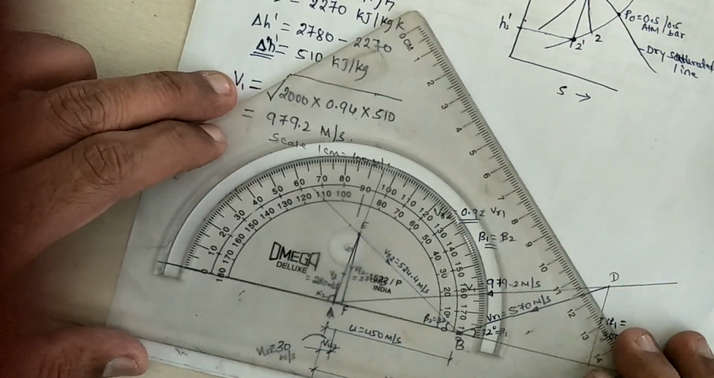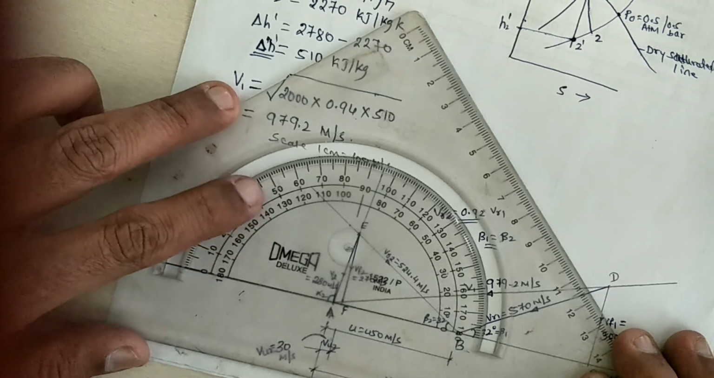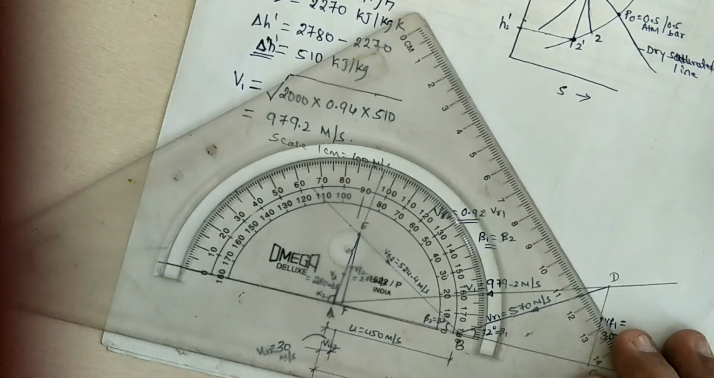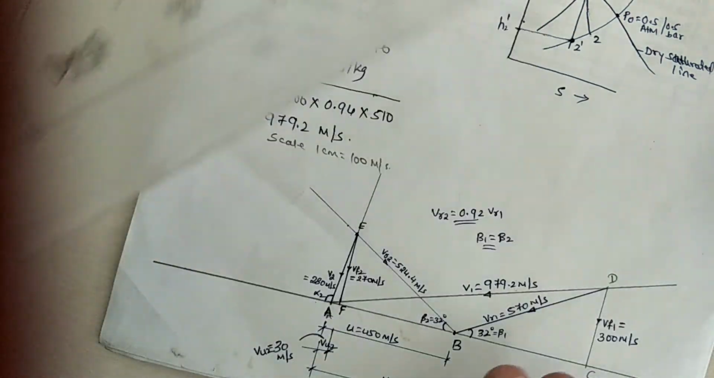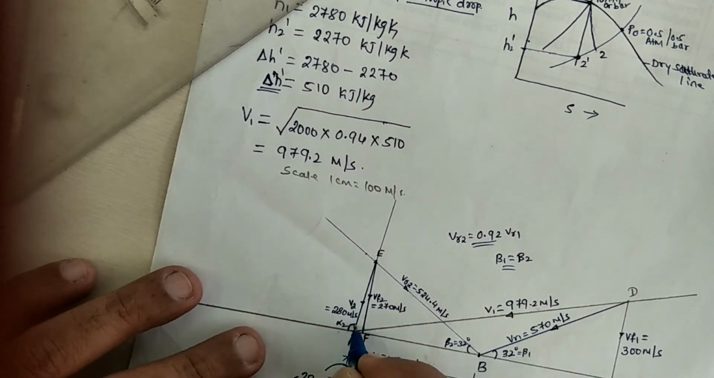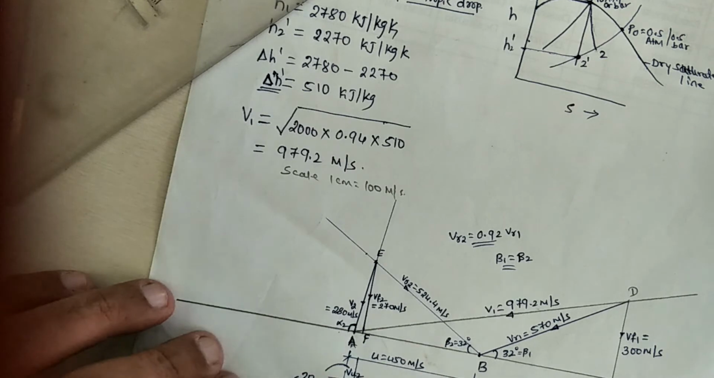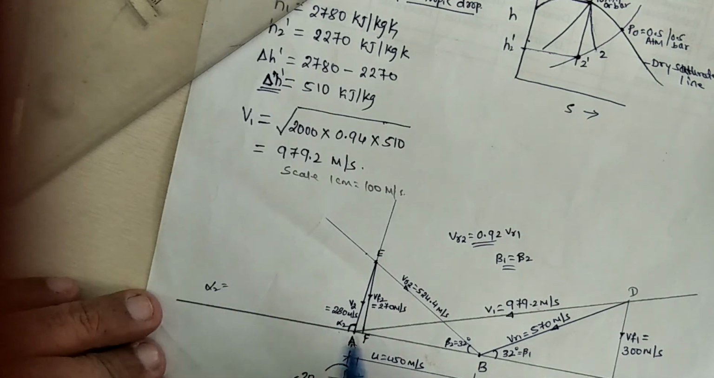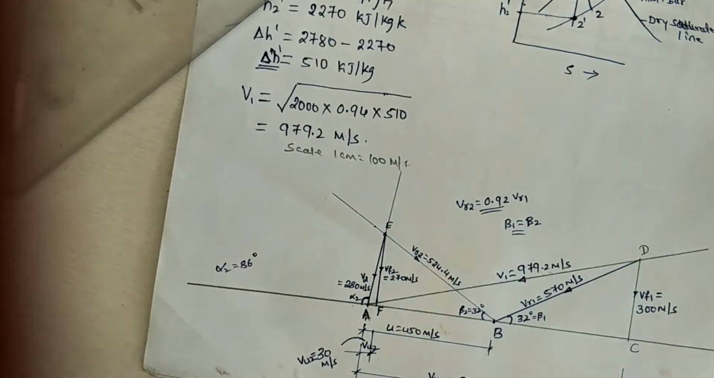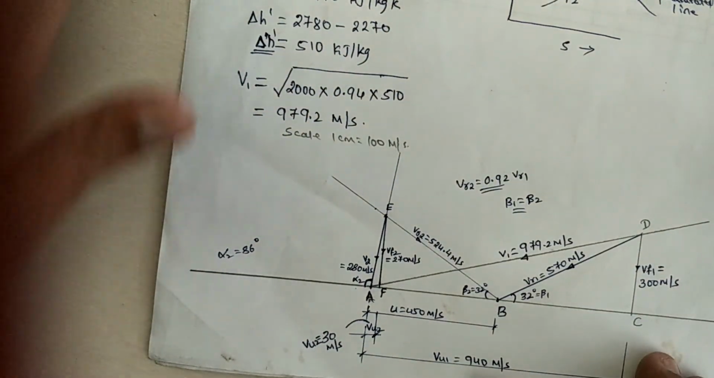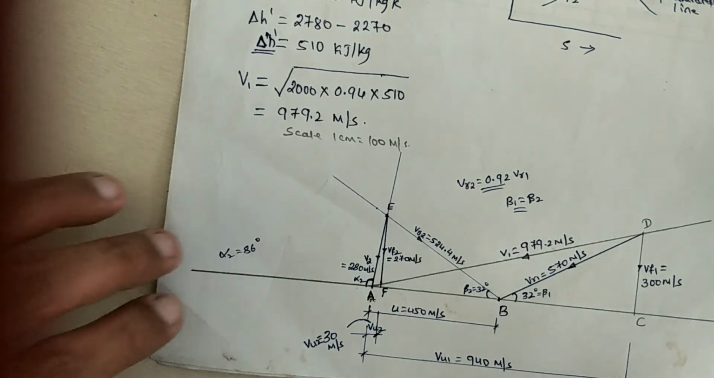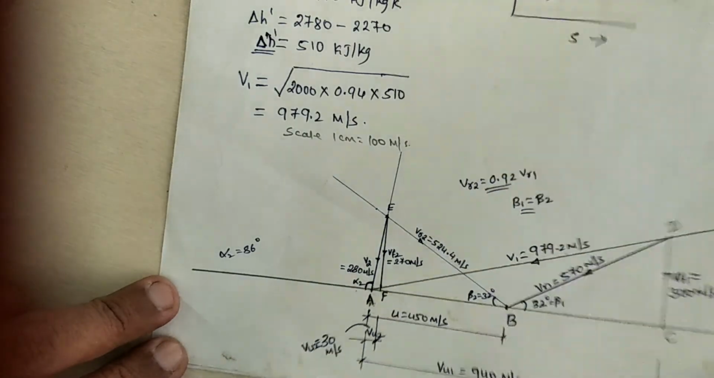So now I am going to measure this line. It is somewhere around 85 or 86, right? So this angle is alpha 2. Here alpha 2 is equal to 86 degrees. Okay, so this is how you have to draw the velocity triangle, and you need to specify all the parameters over here. Also draw the table representing all the values.